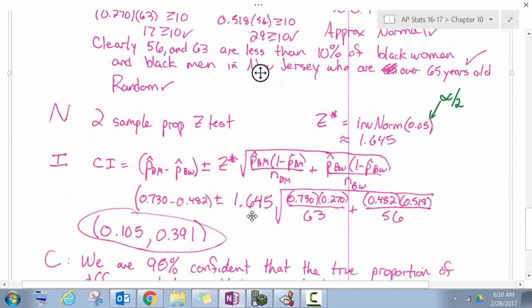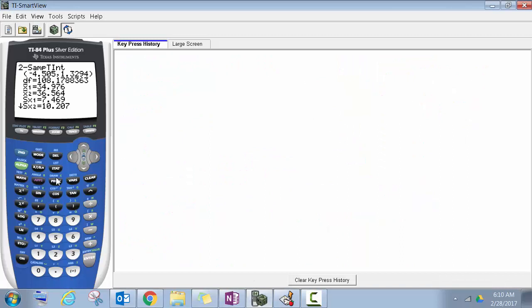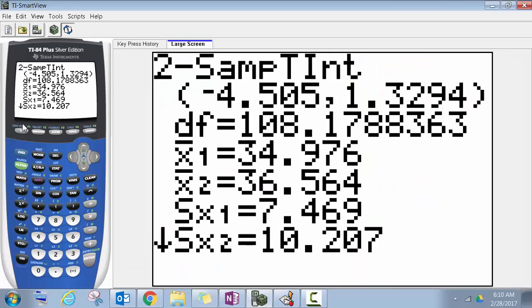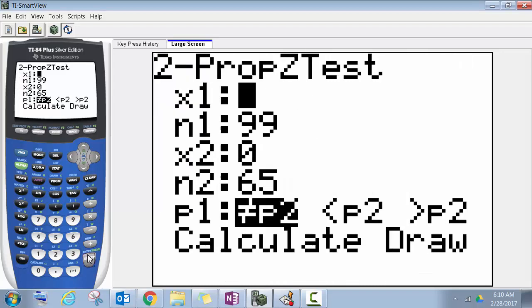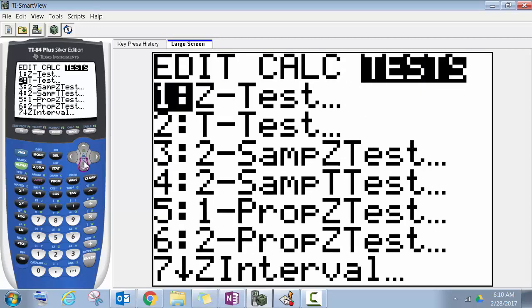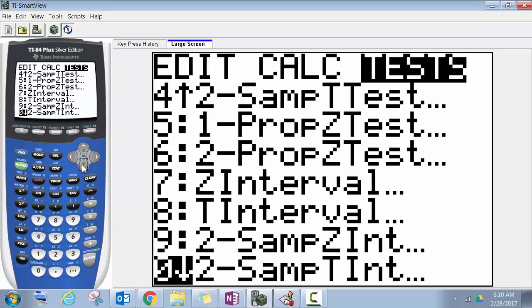Now if we want to do this on our calculator, just a refresher, if you're on the 84, you go to your tests, two proportion z-test. X1 was 46 and 63, so that was the black men. Black women, 27 out of 56 felt. Oops, this isn't what I want. We want two proportion z interval.